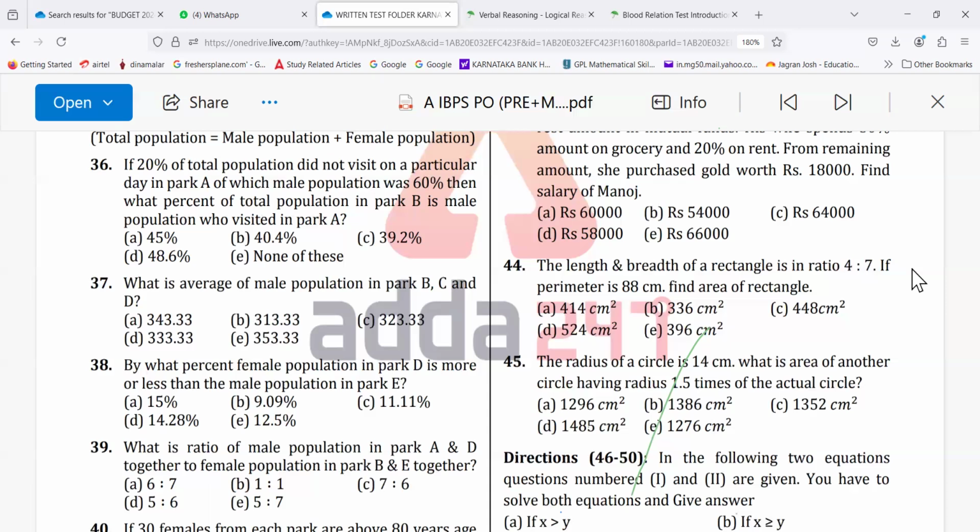They will always give a number which will be divisible by 7. So once you do that, you will get the answer 1386 centimeter square. Is that clear? Question number 45. Yes, sir. Very good. Now, is it okay?